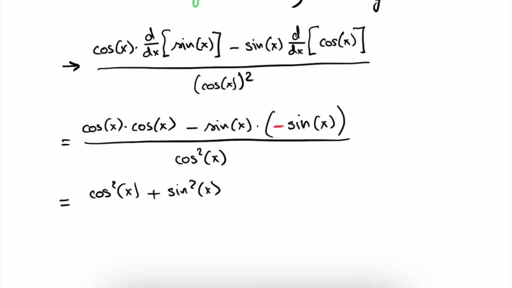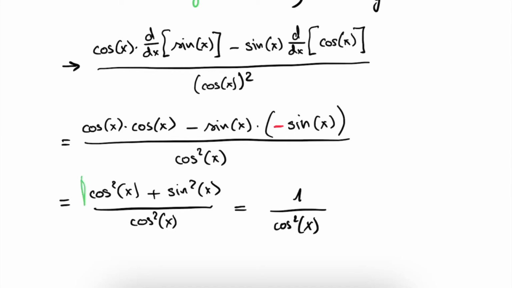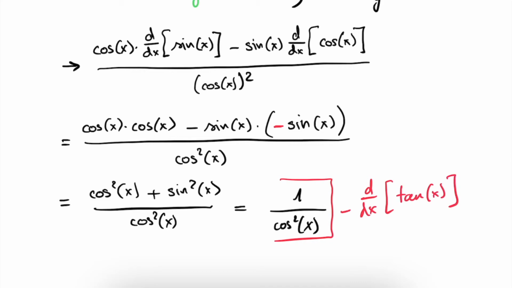sine squared of x divided by cosine squared of x is just equal to 1 divided by cosine squared of x, because here we used that cosine squared plus sine squared is simply 1. It's this basic formula, the most basic formula of geometry. So we have our answer, which is here. And we already knew this because we know that d over dx of the tangent of x is indeed 1 over the cosine squared of x. This is going very well.